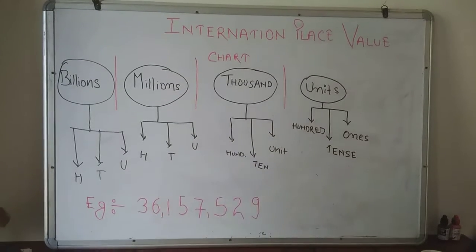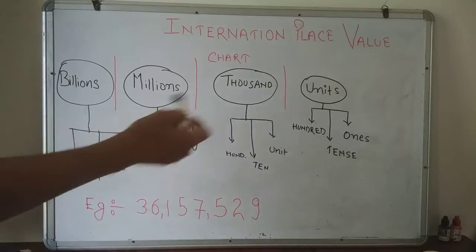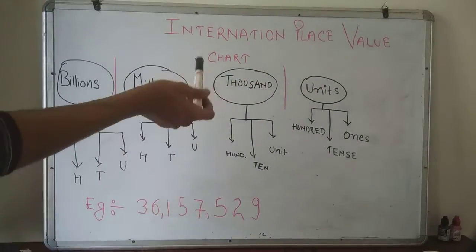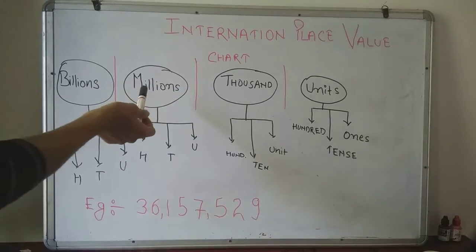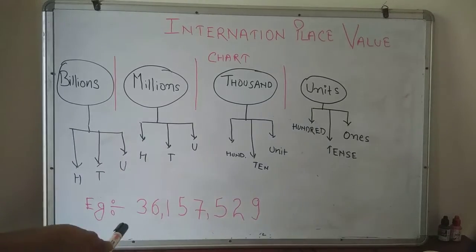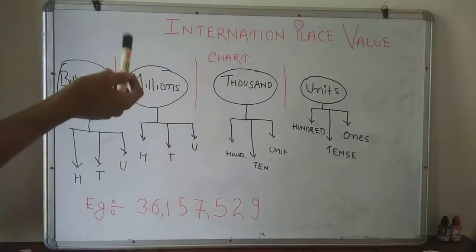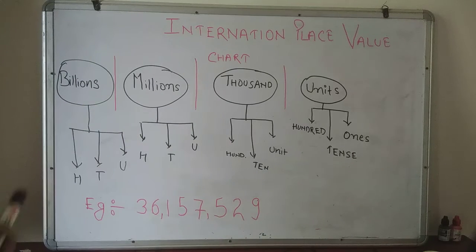Students, as we have also learned the Indian place value chart. In the Indian place value chart, the first term is called unit, the second term is called thousand, the third term is called lakh and crore. Whereas in the international place value chart, the first term is called unit, the second term is called thousand, and the third term is called millions and then billions.